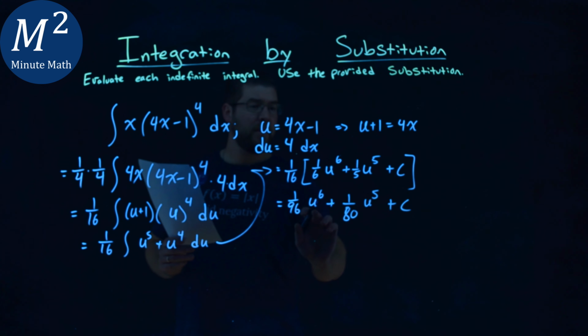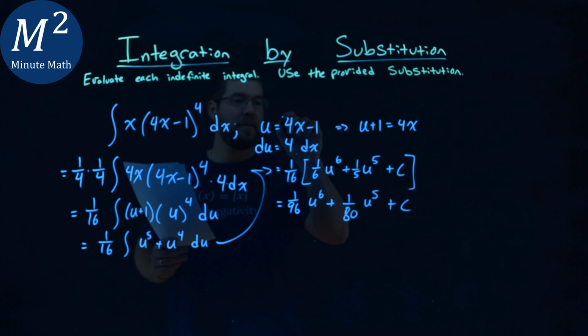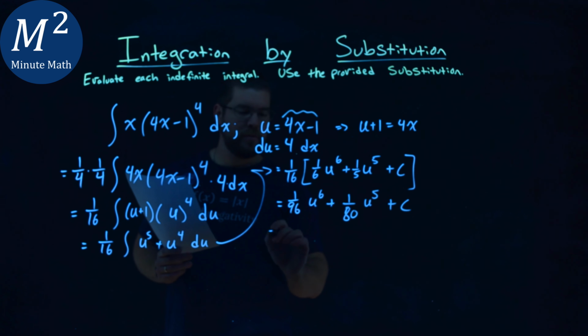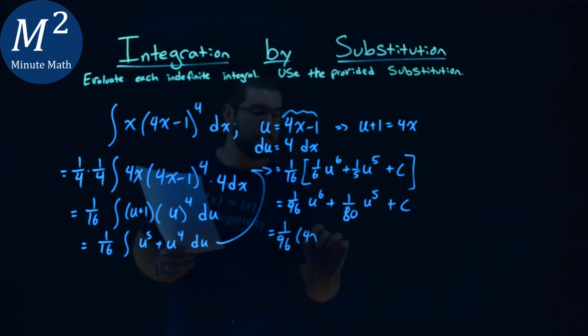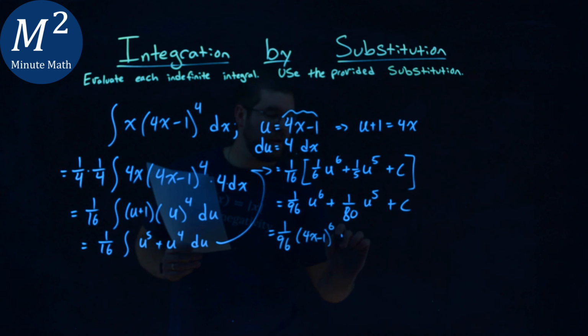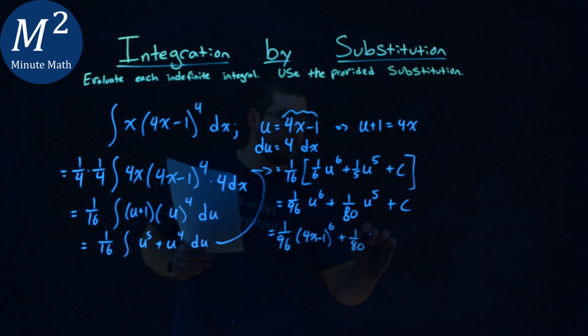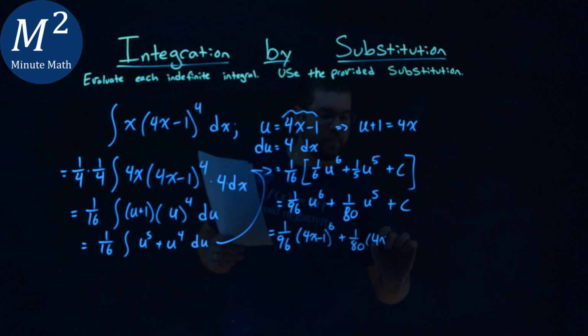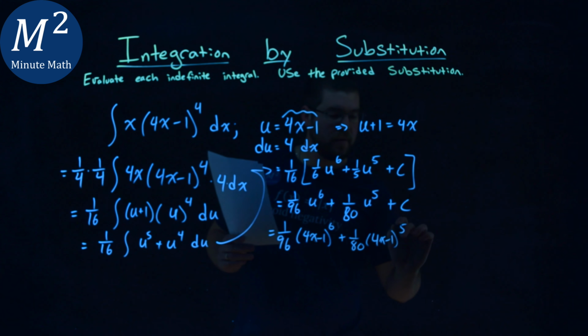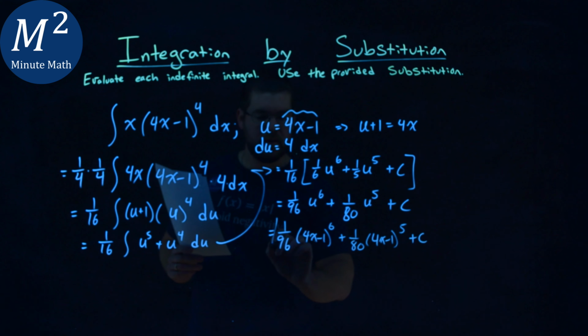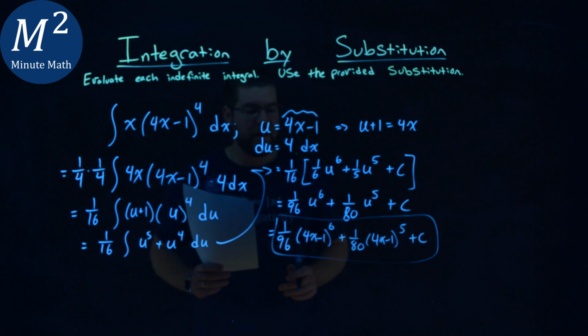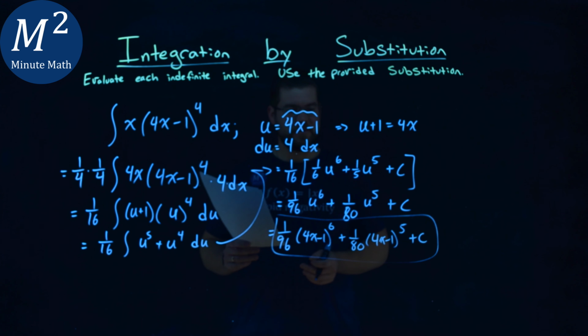Now we can simplify and plug our u's back in, this one right here, and put it back in for u, and we'll be done. 1/96 times the u value, 4x minus 1 to the 6th power, plus 1/80 u value of 4x minus 1 to the 5th power, plus c. And that is, after all that, our final answer.